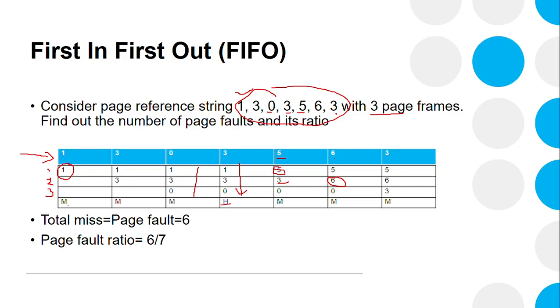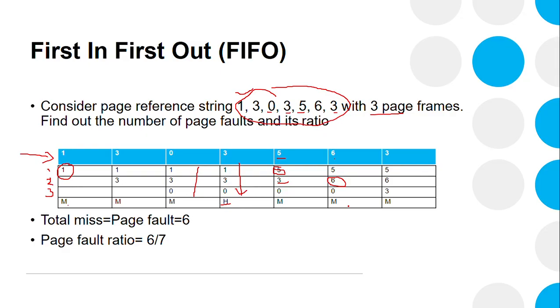Next number is 3. You can see 3 is not there in our previous data, so 3 we have to add into the memory. Now if I want to add 3, we have to replace some particular number. Which number will we replace? Whichever came first.